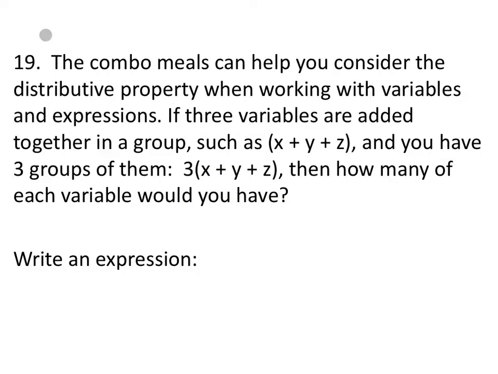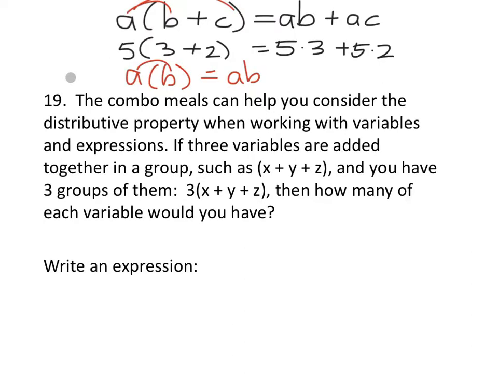Talk about this one. The combo meals can help you consider the distributive property when working with variables and expressions. If 3 variables are added together in a group, such as x plus y plus z, and 3 groups of them like this, then how many of each variable would you have? In this example, they've shown 3 groups of x, y, and z, and would show this distribution with these rainbows, right? So that's 3 groups of x.